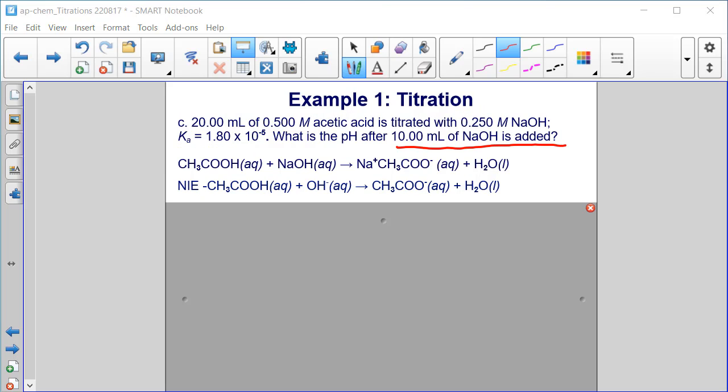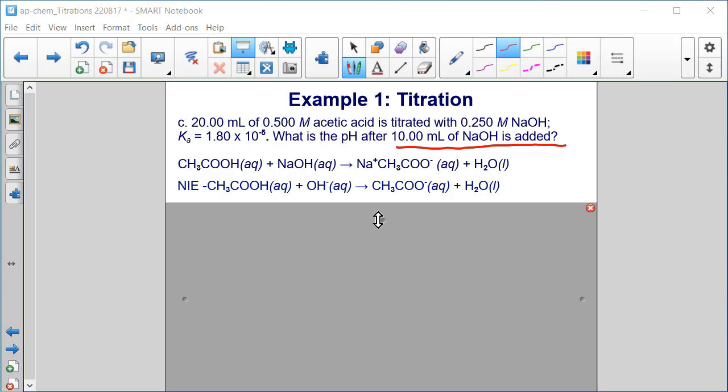Part C is where things get interesting. So the question is, what is the pH after 10 milliliters of NaOH is added? I've kept the overall reaction and the net ionic equation here for reference. But let's think about what's going on.